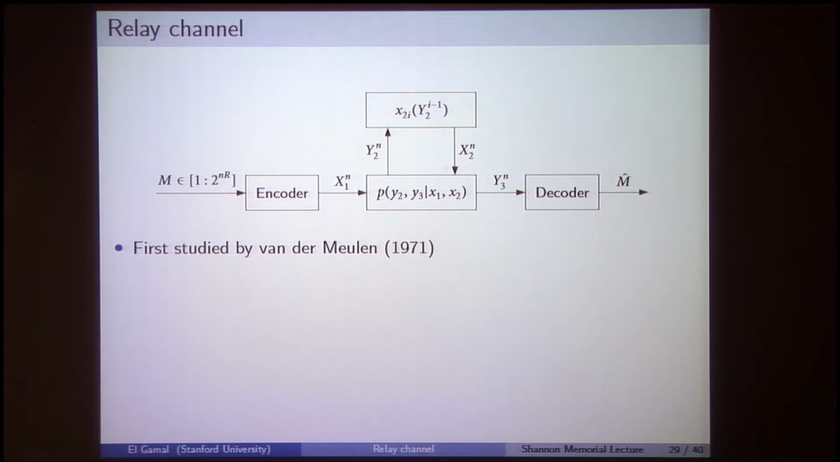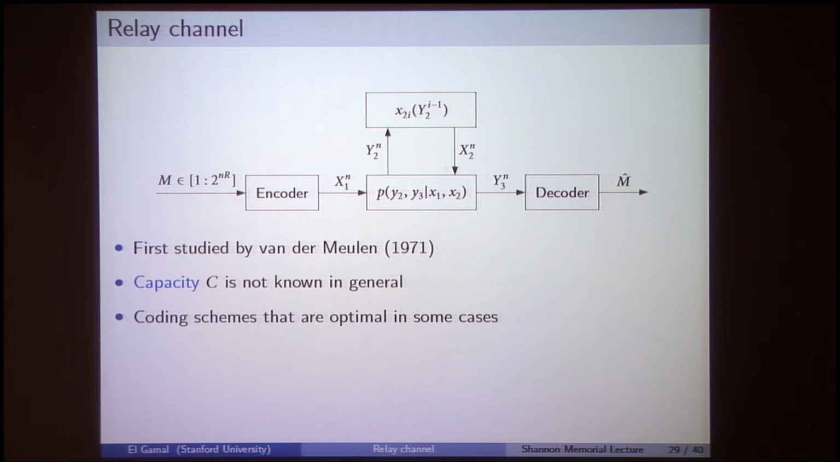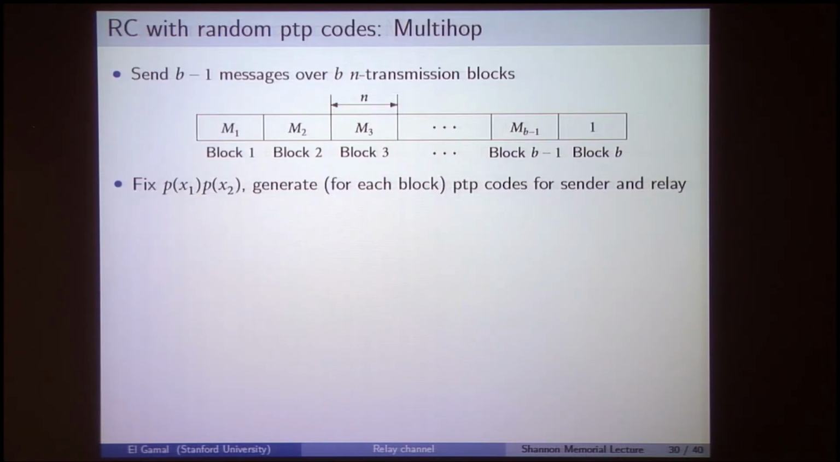Okay, so this model was introduced by van der Meulen in 1971. The capacity, which is the highest rate of transmission from the sender to the receiver with the help of the relay, is not known in general. But there are coding schemes that are optimum in some cases. So let me talk about that. Now what we are interested in again is how do networks perform when we only use random point-to-point codes. So the first scheme that we're going to look at is multi-hop.